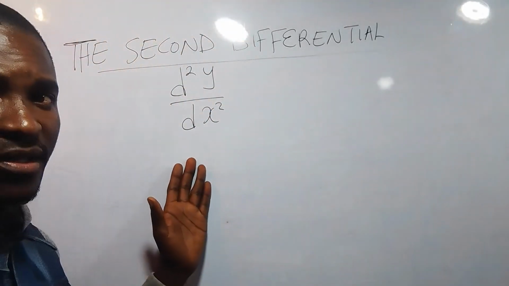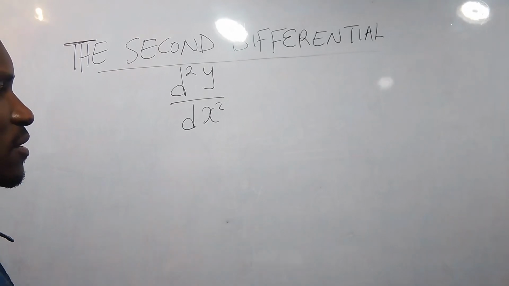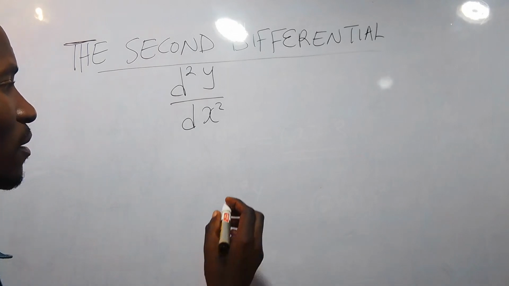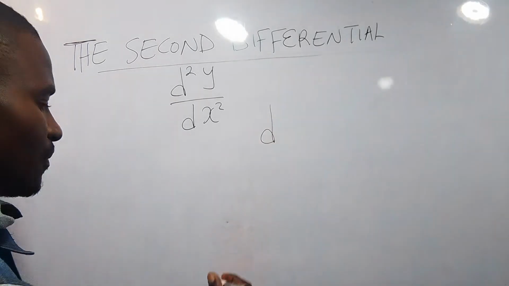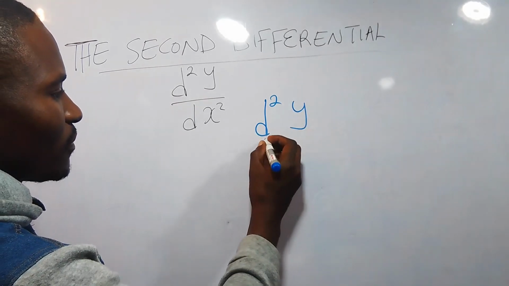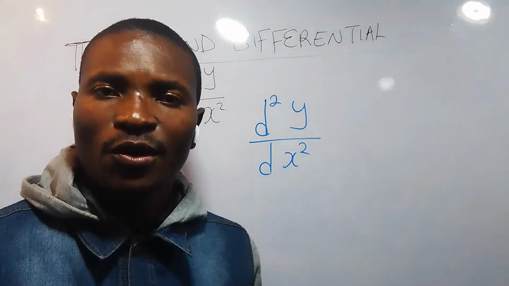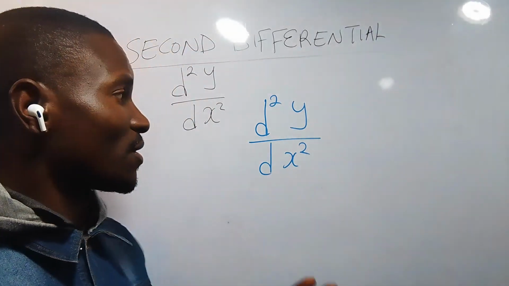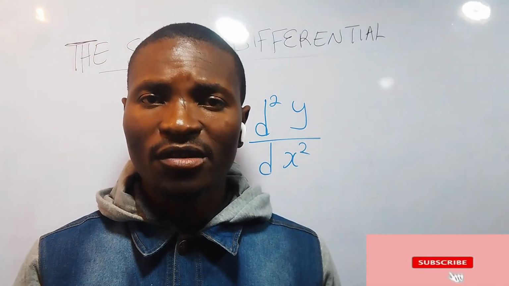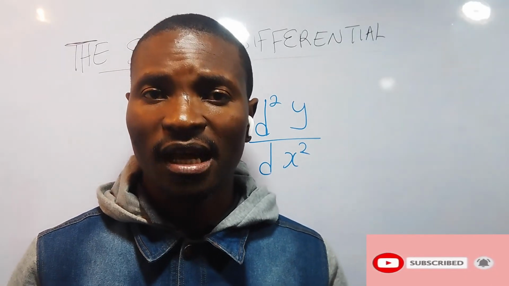Okay, so now as you can see, we are looking at the second derivative. This is a symbol that we normally use for the second derivative. It is d2y over dx2. That's a mathematical symbol that we normally use when you want to represent that you are differentiating for the second time.